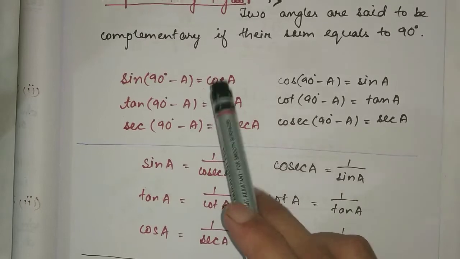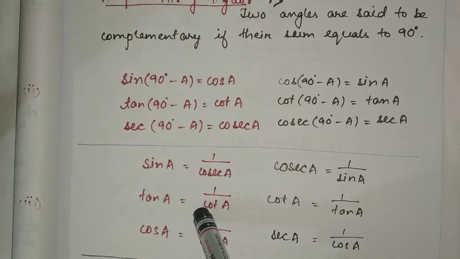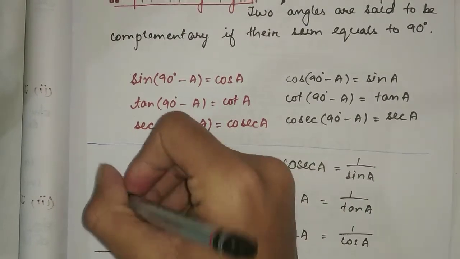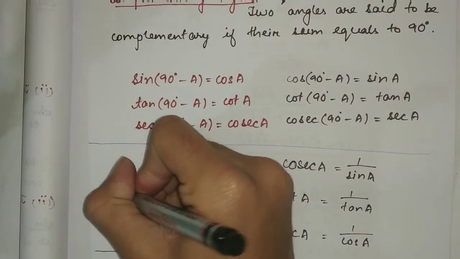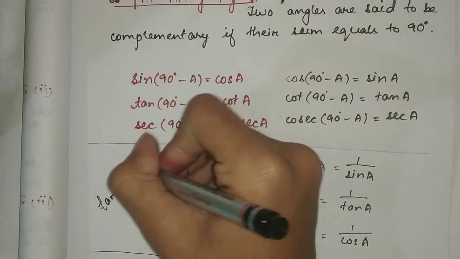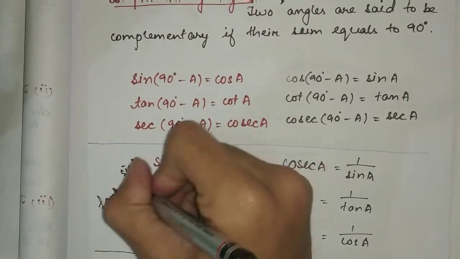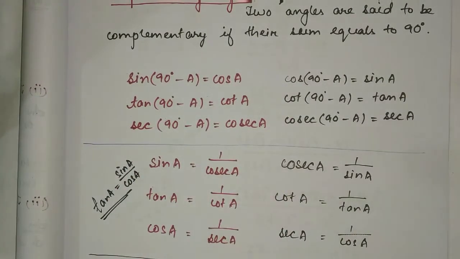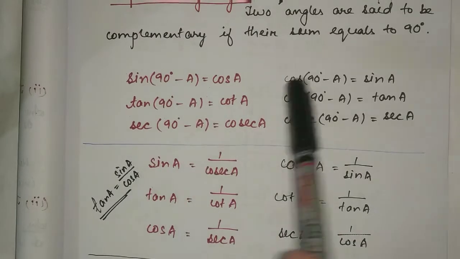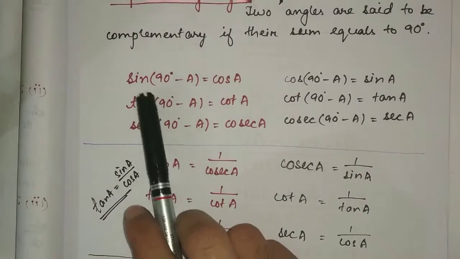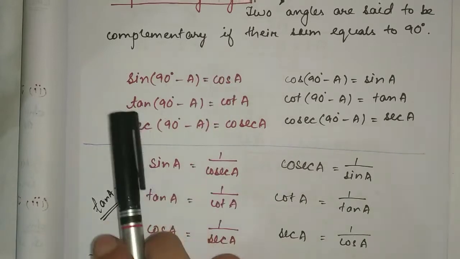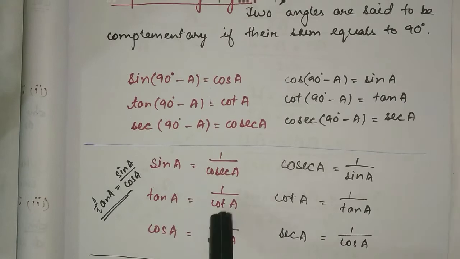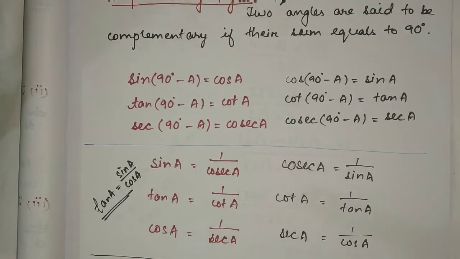Now don't get confused with these two sets of formulas. These are said to be complementary formulas and these are said to be the reciprocal formulas. There is one more formula, that is tan of a is equal to sine of a by cos of a. This is not required in this exercise, but this is required for the chapter and for the basics of trigonometry. So I am repeating this again. For complementary we have sine and cos, tan and cot, and sec and cosec. For reciprocal we have sine and cosec, tan and cot, and cos and sec.